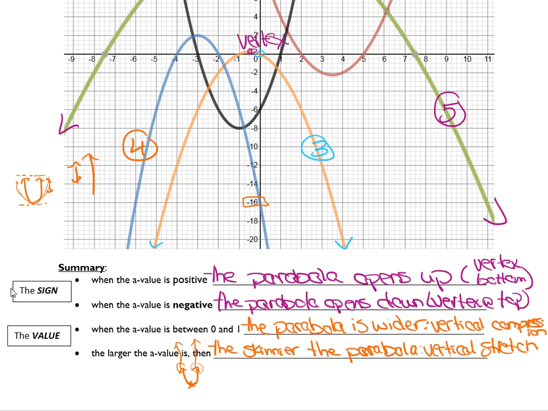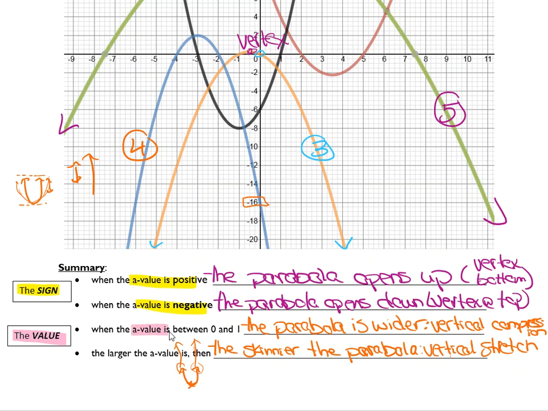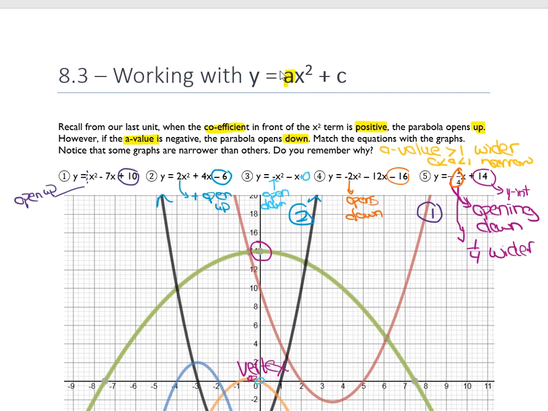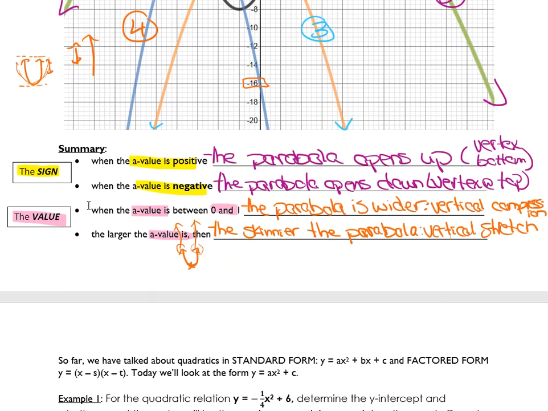Important here, what I have in the box: there are two parts of the a value. There's the sign of it, that's when the a value is positive or negative. And there's the value of the a value. So the a value could be between 0 and 1, or bigger than that, 2, 3, 4, 5. So there are two important parts of the a value. Here's our whole equation when we're talking about the a value.